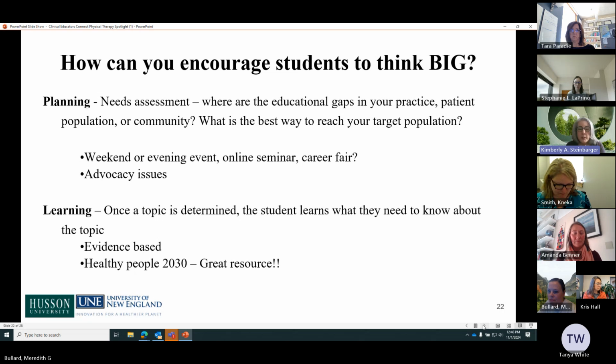The first thing they're going to do is a needs assessment. Where are the gaps in their practice? Where are the gaps in the patient population? Community education, where are those gaps? And what's the best way to reach that target population? So again, they can look at the gaps and marry it with what they're passionate about. And you can elevate your practice, or they can elevate their practice right then and there.